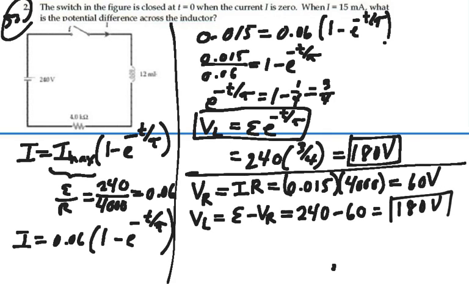That's sort of a roundabout way of getting the answer, and maybe not quite as instructive as the first way, because the first way is more general for this kind of problem. But it's a different way, and it gives a check of the right answer. 180 volts for the voltage across the inductor.